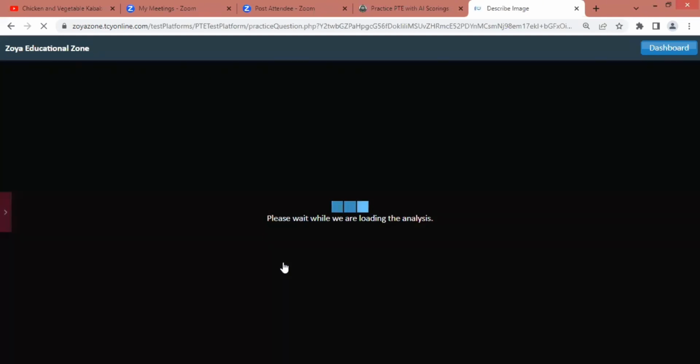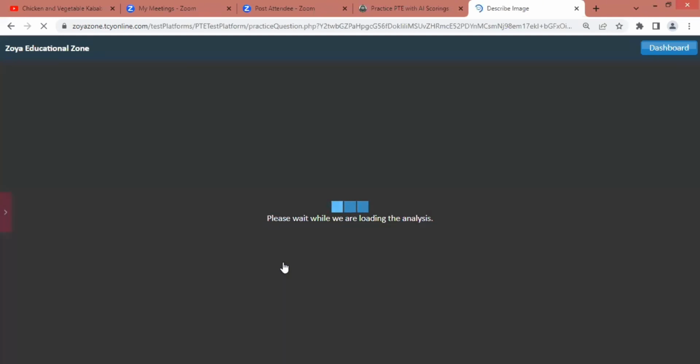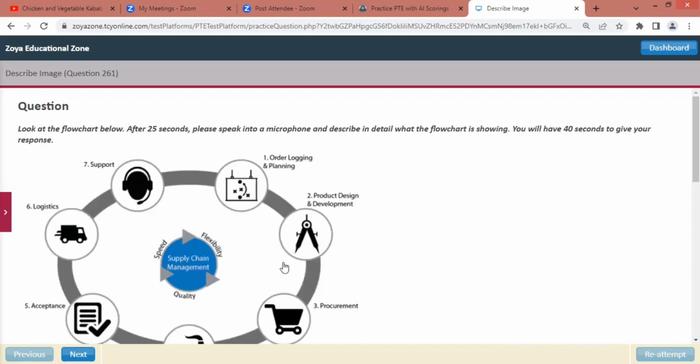The question title is describe image, but 90% of the time I have seen there is no image. There are data, there are certain kinds of graphs. So here we have, look at the flow chart below. Right now there's no image, but we have the flow chart.